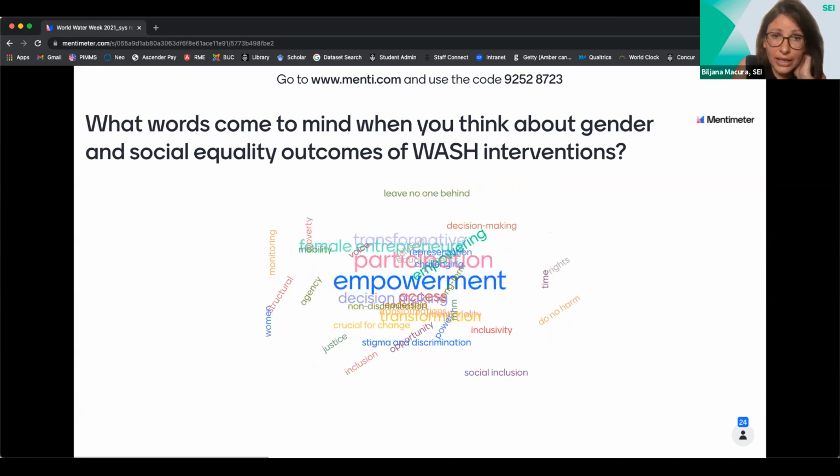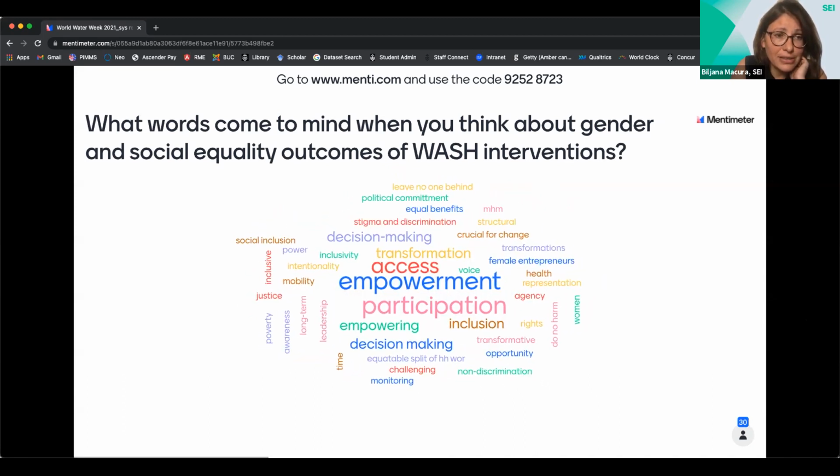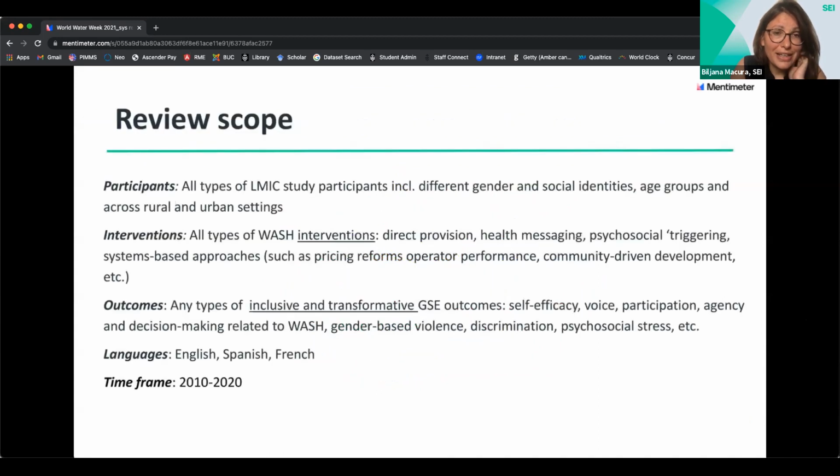If we can get to the next slide. Yes, so as you could see from the previous slide, we have very similar ways of thinking when it comes to gender and social equality. Most of the issues that have been mentioned in the previous slide, we are actually covering in this review. In this review, we are focusing on any type of what we call inclusive and transformative gender and social equality outcomes. By inclusive outcomes, we refer to improving access and use of WASH for all users. And by transformative outcomes, we refer to addressing power relations and harmful gender norms that hold us back from achieving gender equality and other forms of social inclusion.